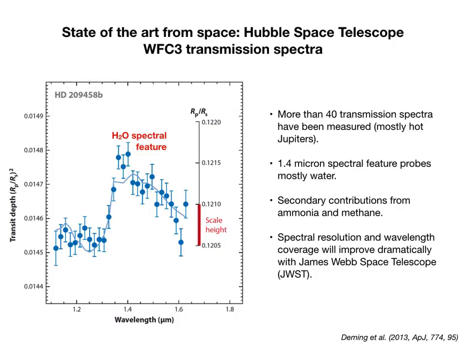So let's review some of the observational state of the art. One of the workhorse instruments on the Hubble Space Telescope that has been used to measure transmission spectra is the so-called Wide Field Camera 3, WFC3 for short in the community. And it took astronomers several years of iteration and hard work to figure out how to reduce and calibrate the data and to trust that the signals that they are getting are not just systematics or artifacts.